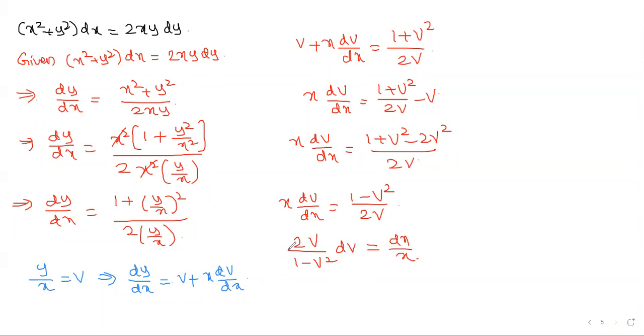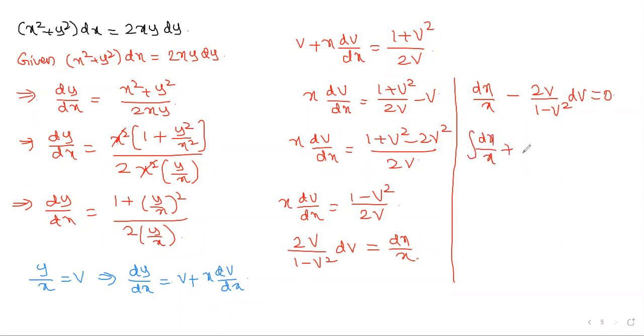For this purpose, I'm taking this value here. Why? Because the differentiation of 1 minus v square is minus 2v. To get that value, here we are writing dx by x minus 2v by (1 minus v square) dv is equals to 0. Now if you take the integral of dx by x plus the integral of minus 2v by (1 minus v square) dv is equals to integral 0.